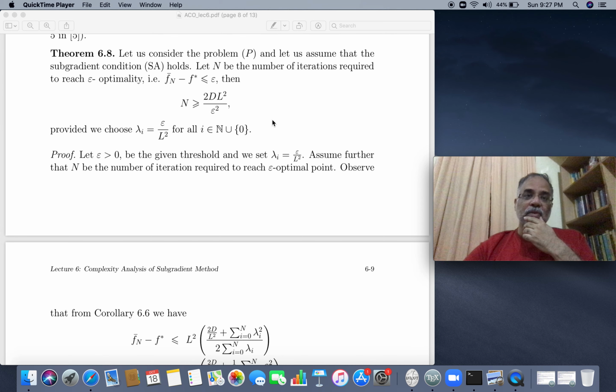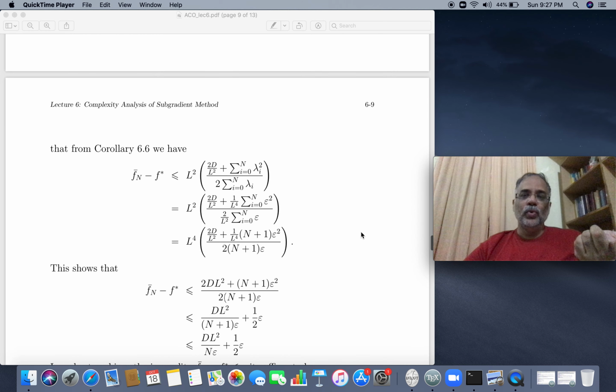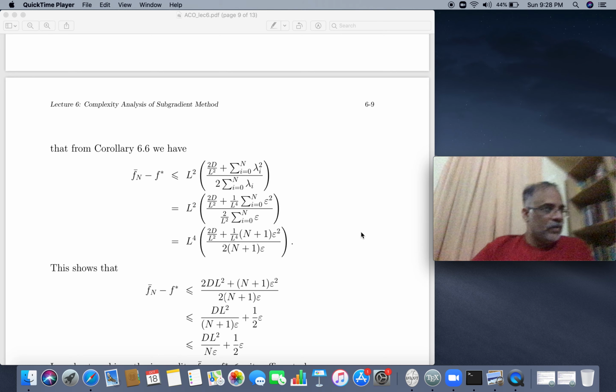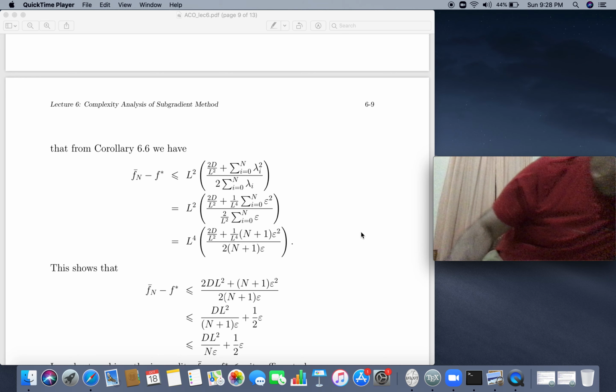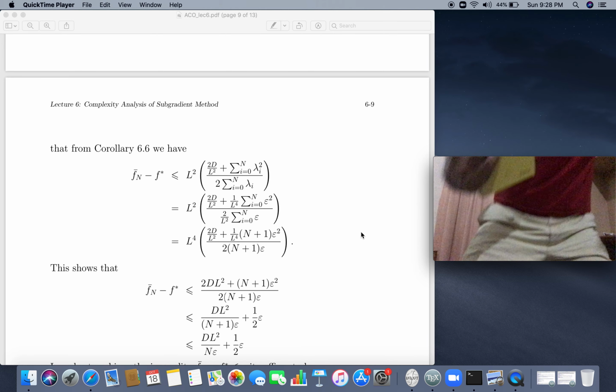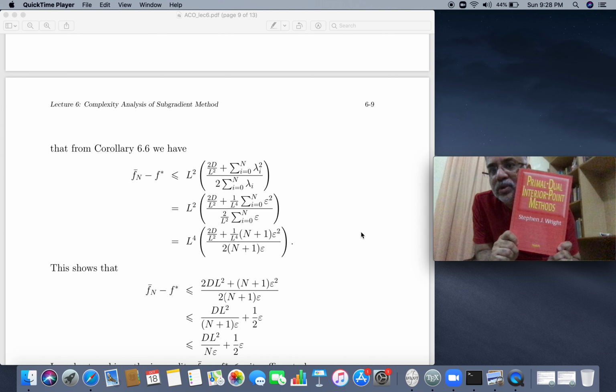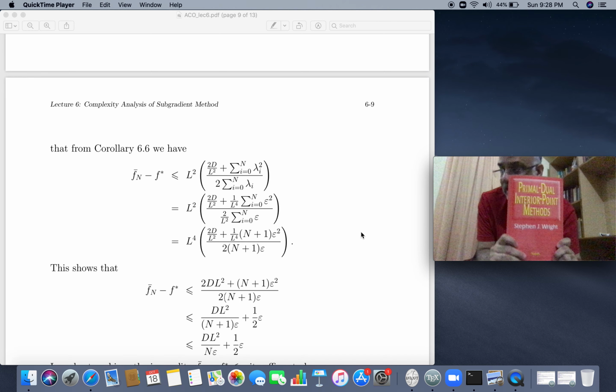Now, the first question is, how did I choose this epsilon by L square? Where is the motivation? The motivation for doing so actually came from looking at this recent book by Nesterov, Lectures on Convex Optimization. I'll just show you that book, as well as Stephen Wright's book, which I mentioned here. Please have a look at this book. One of my favorite books in optimization. Very well written. Excellent.